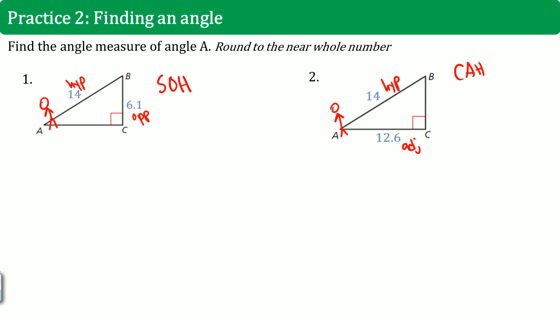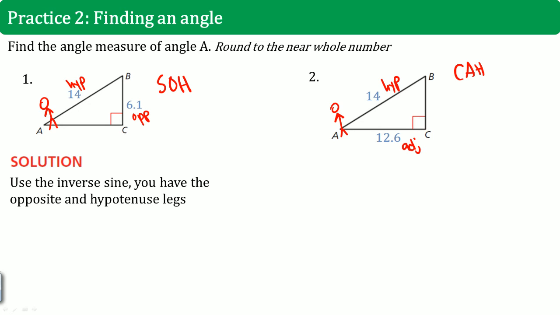CAH, right? SOH CAH TOA. All right, here's your solution. Again, you're trying to find the angle, so you're going to use the inverse sine because you have the opposite and the hypotenuse leg. There you go. Sine inverse is opposite over hypotenuse. Sine inverse of 6.1 divided by 14.